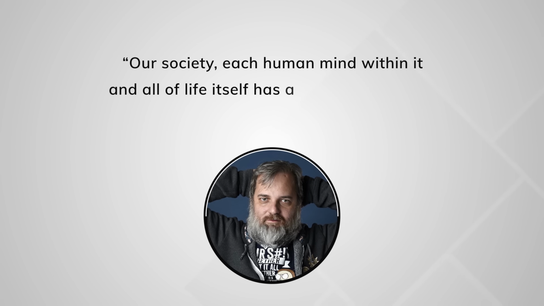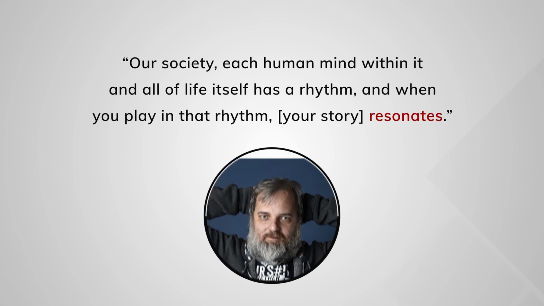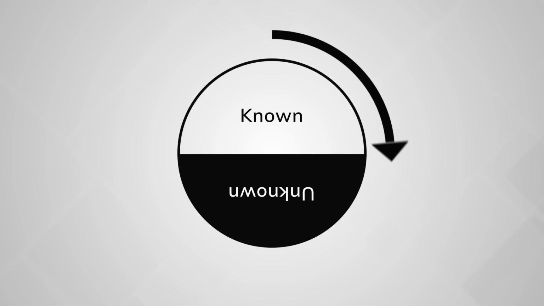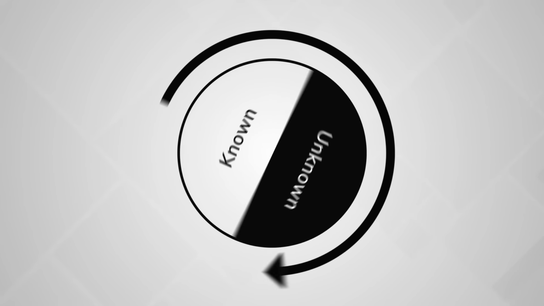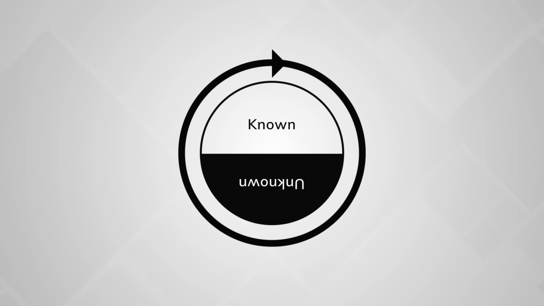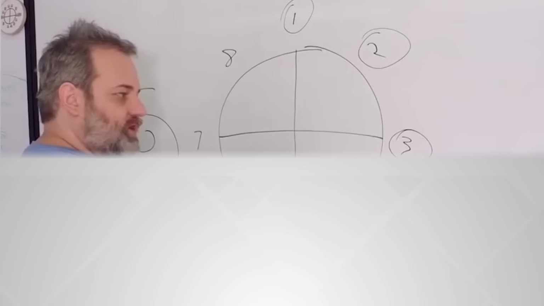Harmon says, "Our society, each human mind within it, and all of life itself has a rhythm. And when you play in that rhythm, your story resonates." Stories move through the known world into the unknown world and back again, creating change in the characters and/or their world. And this becomes the basis of story structure. Now let's get into the details. Dan Harmon distilled this idea into his story circle.